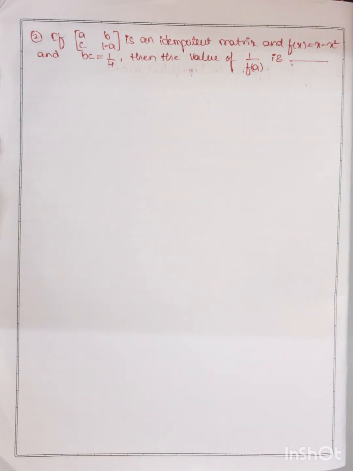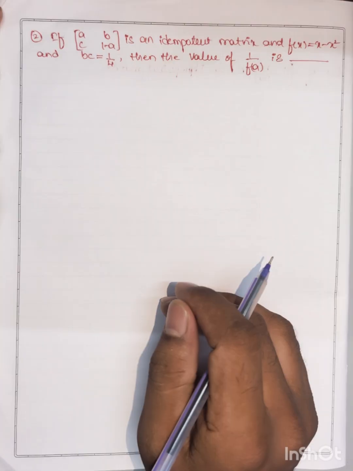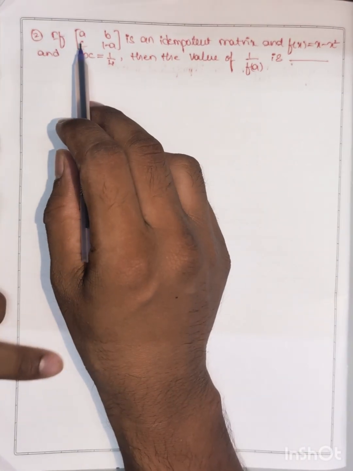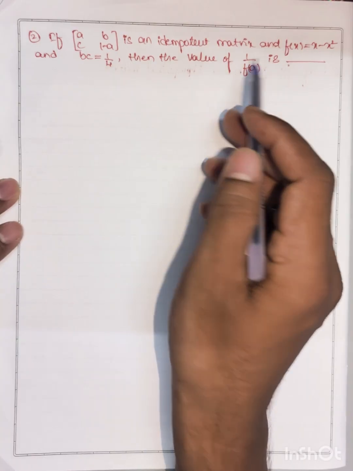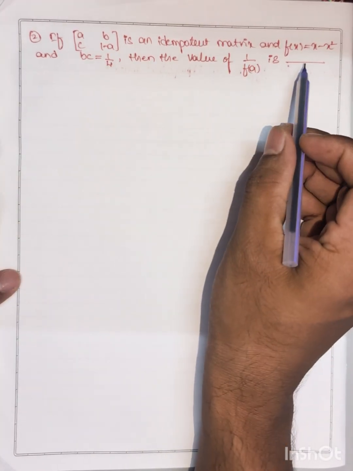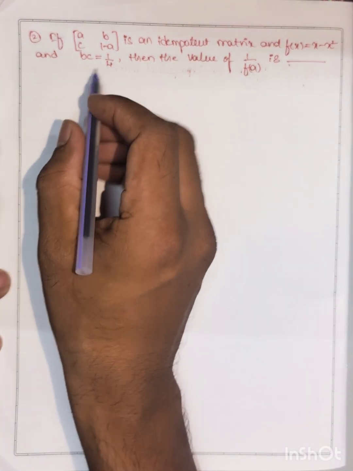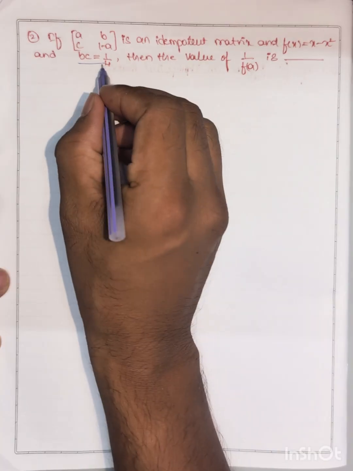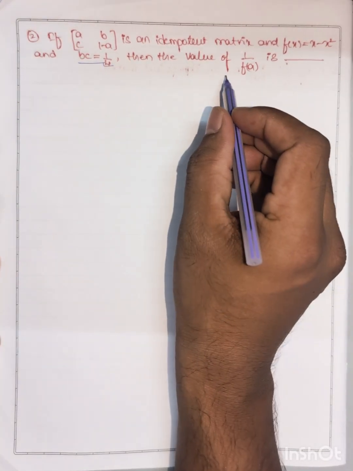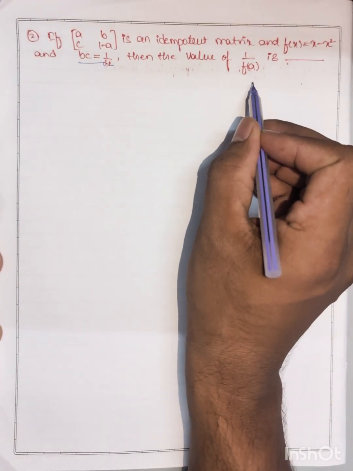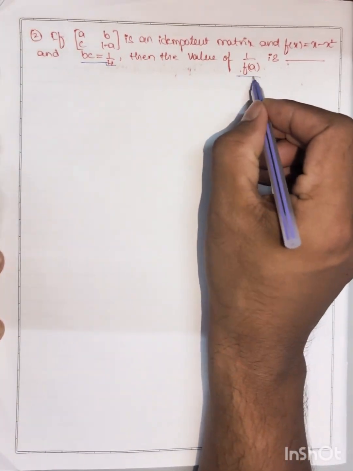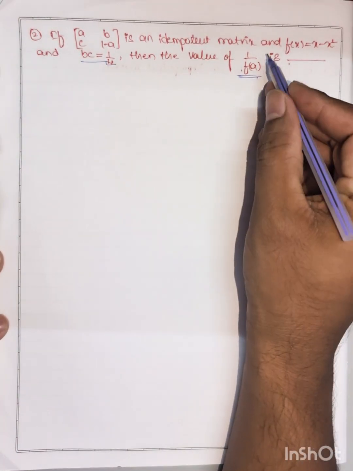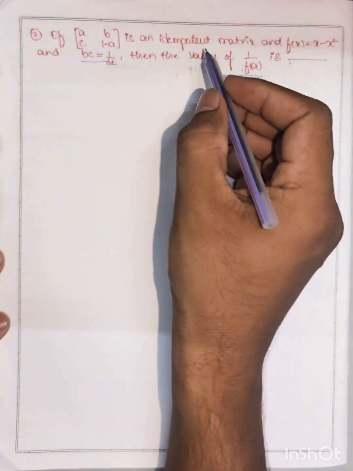Hello dear students, we have one question: if a matrix A = [[a, b], [c, 1 minus a]] is an idempotent matrix, and f(x) = x minus x squared, and bc = 1/4, then the value of 1 divided by f(a) is? We need to find the value of 1 divided by f(a). Now to find it, what we can do is use the major condition in the given question.